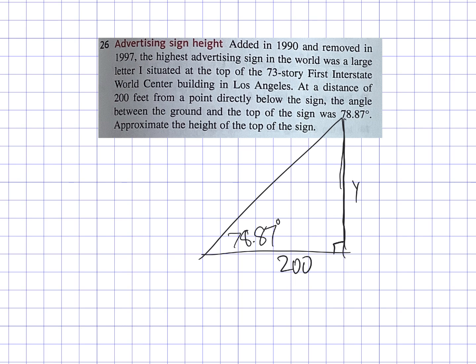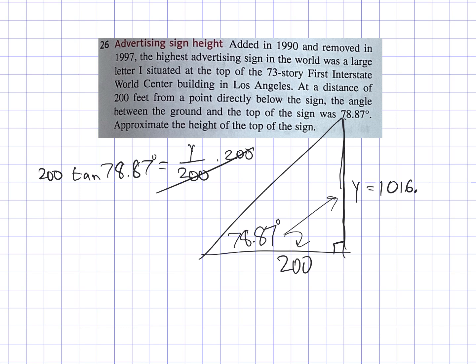So let's see how high the I is. Okay, so what have we been given? From that angle, we have the opposite and the adjacent. So we want the tangent of 78.87 degrees is equal to y over 200. Multiply by 200 on both sides. So just take your calculator, 200 times the tangent of 78.87. And you get, let me do it again, 200 times tangent of 78.87, 1,016.6 feet high.